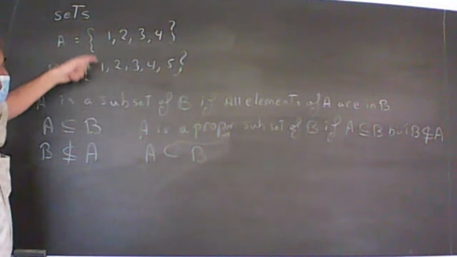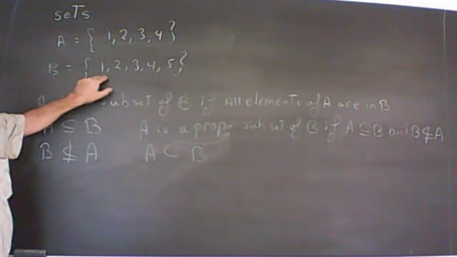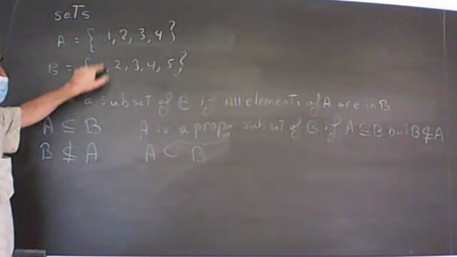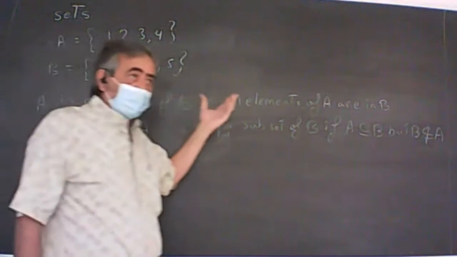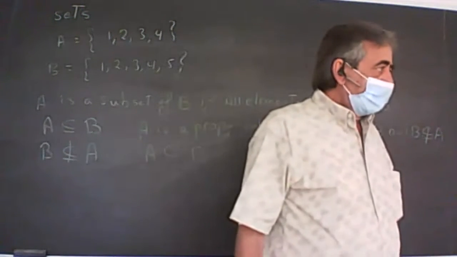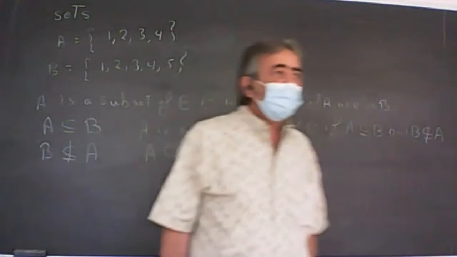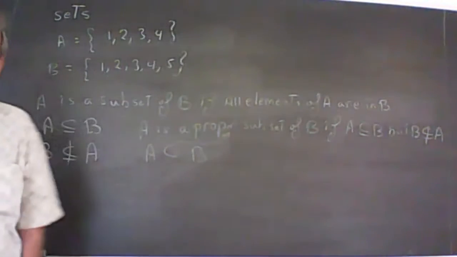Yeah? A is a proper subset of B because A is in B, but B is not in A. Another way, say A is in B and B is bigger than A. Yes, B must have more elements than A in order for A to be a proper subset. Okay?